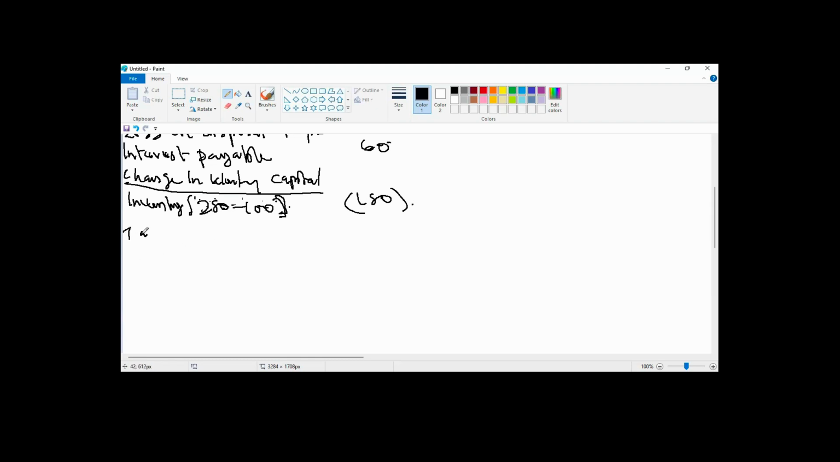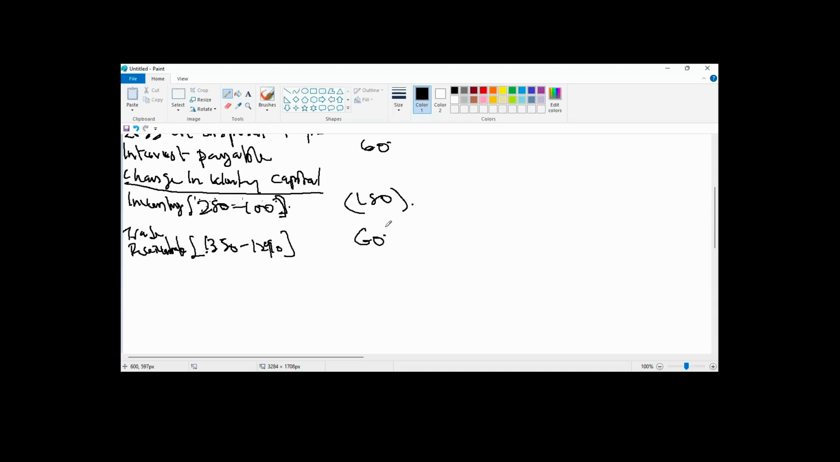So, receivable. At the beginning, 1,290. Okay, 1,350. What does it give us? 60. 1,350 minus 1,290 is 60. Inflow, inflow, 60. Inflow.